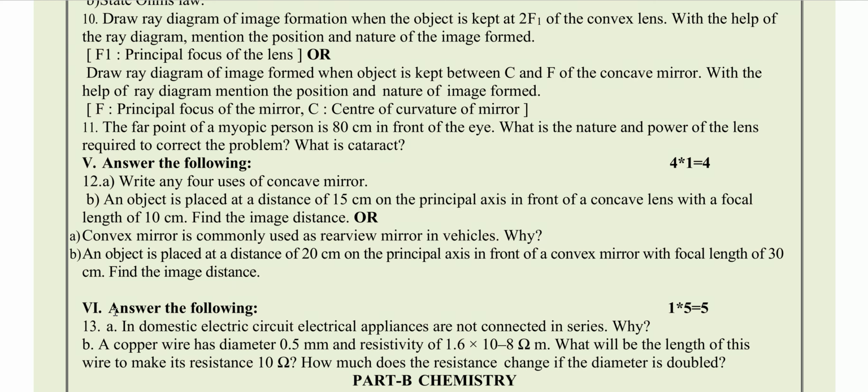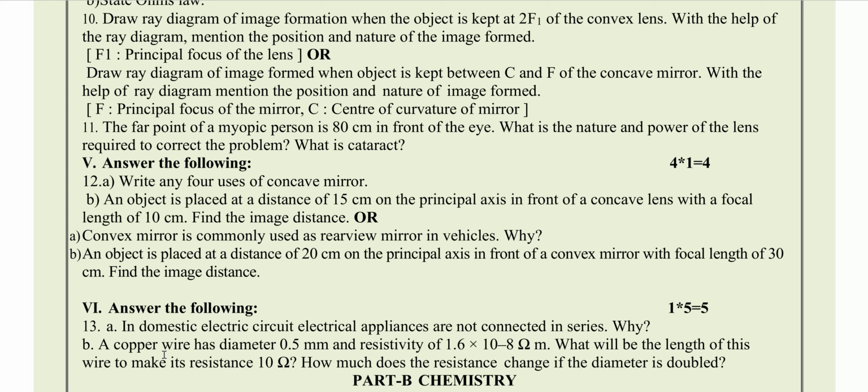Good. Next main, 6th. Answer the following questions. Question number 13. In domestic electric circuit, electrical appliances are not connected in series. Instead of that, we are connecting them in parallel. Why? What is the reason? You need to write the reason for that.